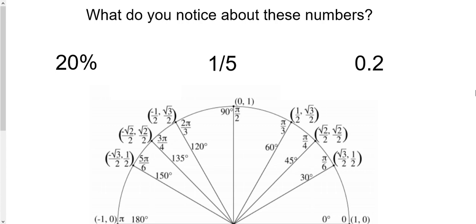Now, first off, I wanted you to look at these numbers here: 20%, 1 over 5, and 2/10 or 0.2, and see if you could figure out something about these numbers, all right? What you should be able to figure out is all these numbers are exactly the same number. They're just expressed in different ways.